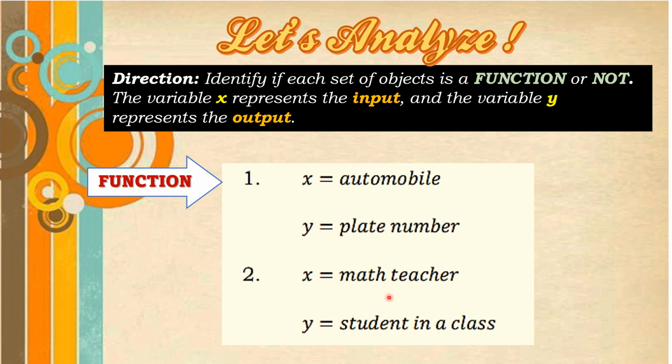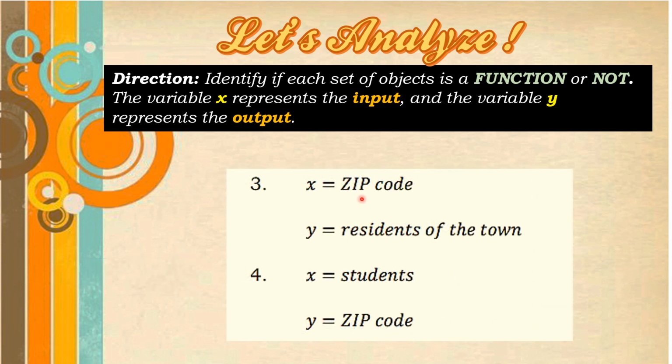Number 2, math teacher to student in a class. This is one-to-many since a math teacher is handling not only one student in a class. Therefore, this is not a function. Number 3, zip code versus residents of the town. This is one-to-many correspondence, and that is not a function.